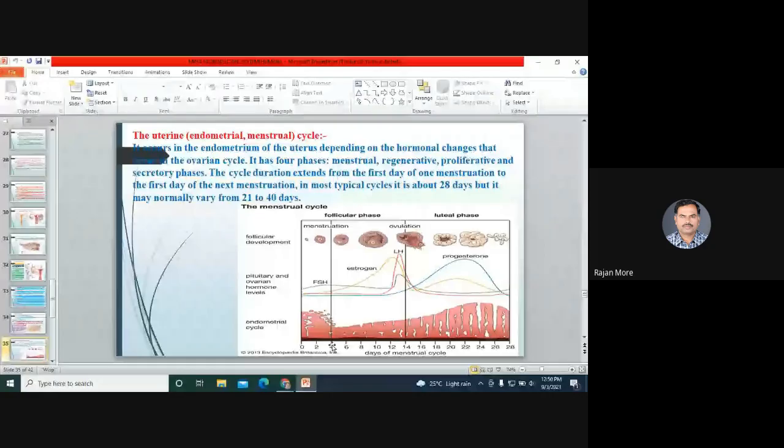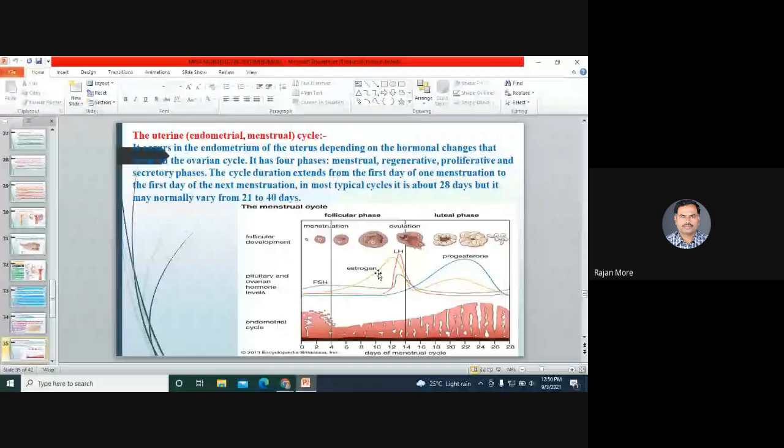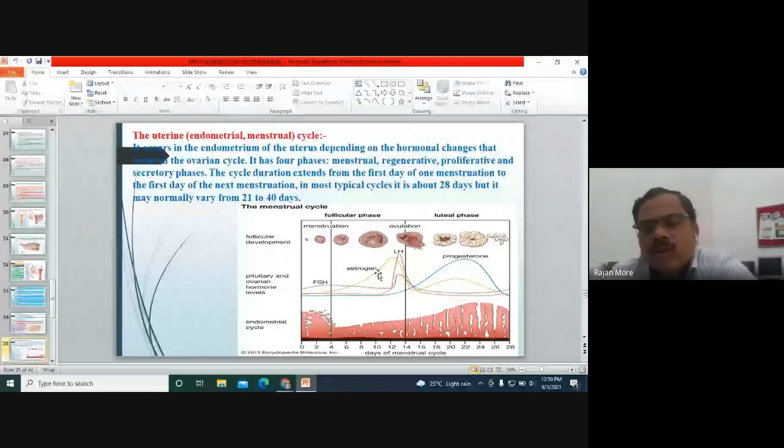And further, the regenerative process is started in the endometrium after the completion of the menses, from day 4 to day 14. So slowly, the endometrial tissue gets developed. At the same time, the FSH level also increases at the middle of the cycle, and the progesterone phase. And on day 14, the LH surge is there.